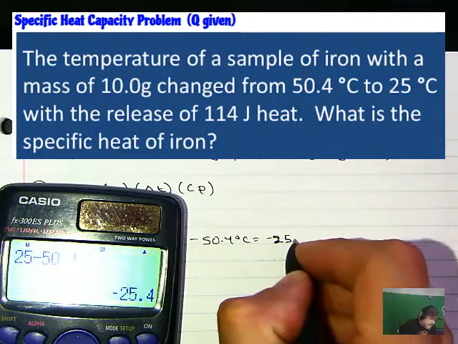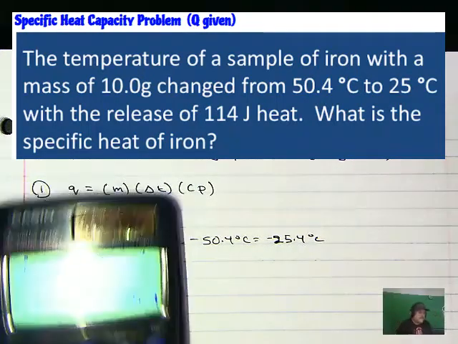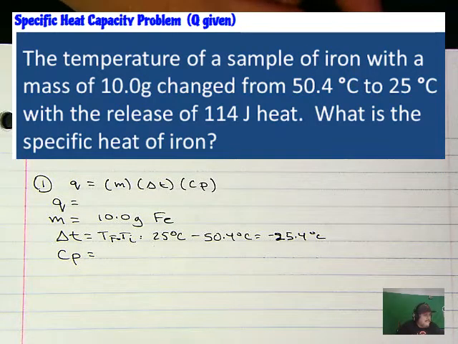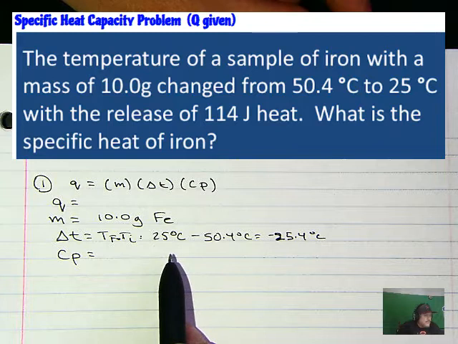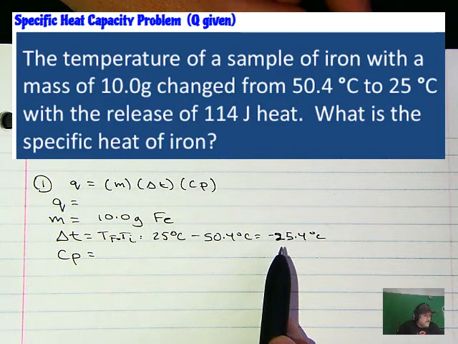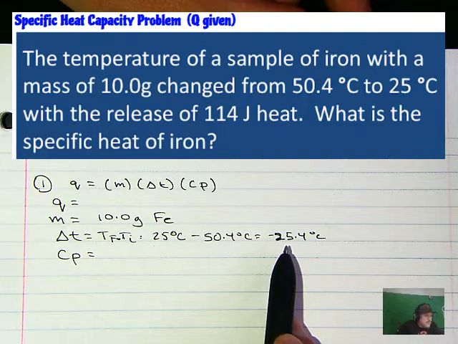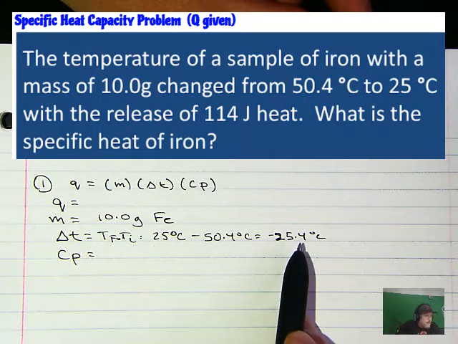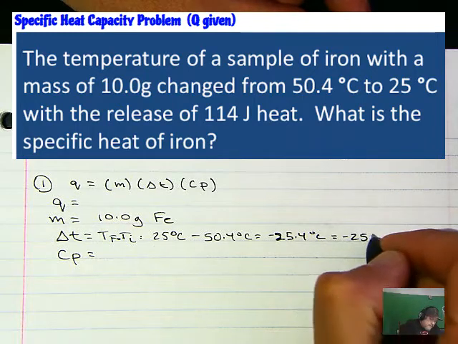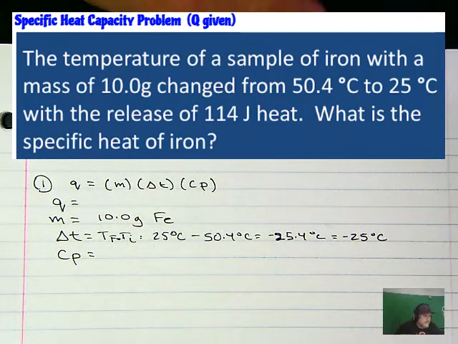Negative 25.4 degrees Celsius. And the thing I need to remind you guys of is significant figure rules when we're dealing with decimal points. This has no decimals. This has one decimal. That means the final answer can only have no decimals. It has to have the least amount of decimals. So 25.4, that 4 has no effect on the 5. So that ends up becoming just negative 25 degrees Celsius.